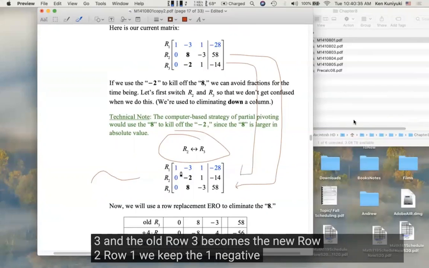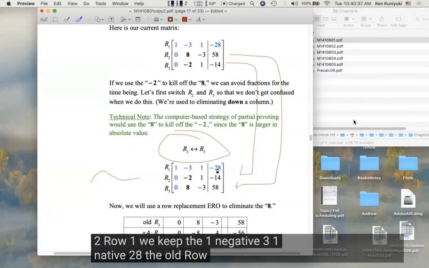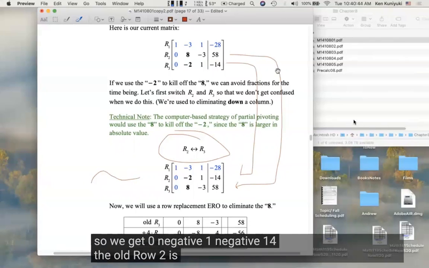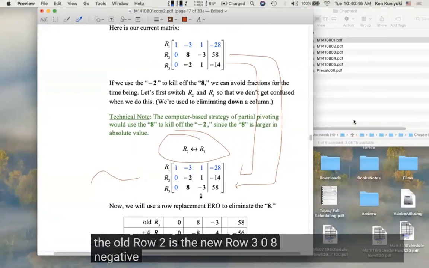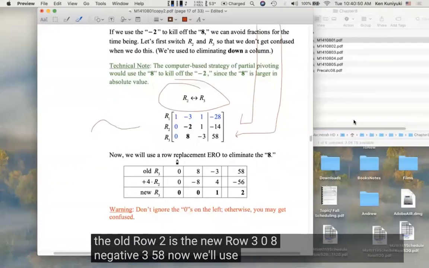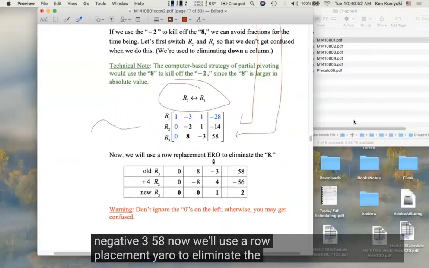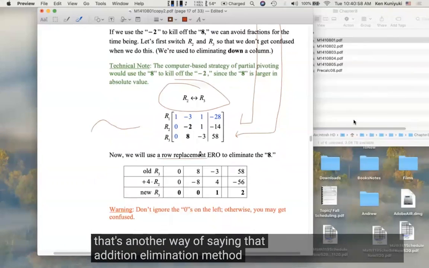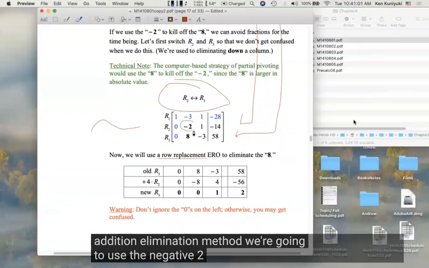Row 1, we keep the 1, -3, 1, -28. The old row 3 is the new row 2, so we get 0, -2, 1, -14. The old row 2 is the new row 3: 0, 8, negative 3, 58. Now we'll use a row replacement to eliminate the 8. By row replacement, that's another way of saying the addition elimination method. We're going to use the negative 2 to knock out the 8, make it a 0.